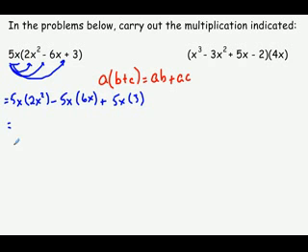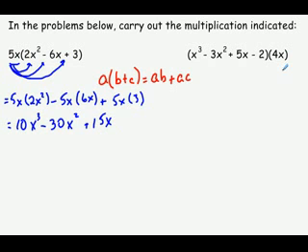If we take 5x times 2x squared, that means we're taking 5 times 2, 10. And x times x squared gives us x cubed. In the second term, we take 5 times 6, so that's minus 30. And x times x is equivalent to stating x squared, plus 5x times 3, so that's 15x.